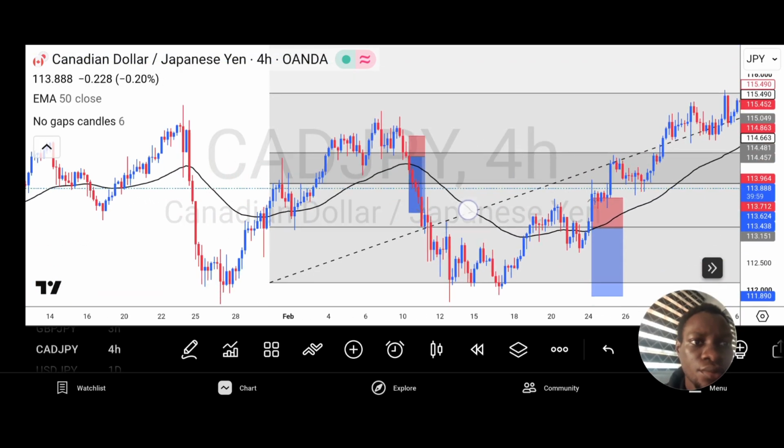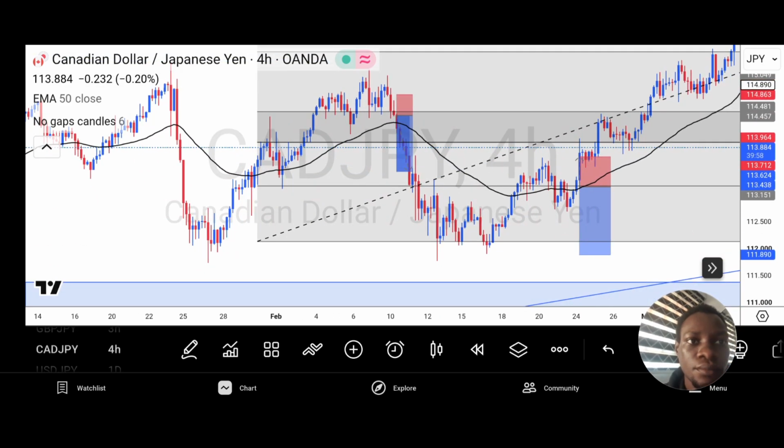Even here, I caught a trade too. I caught a short sell from this point here down to this point here. So I caught a sell there.